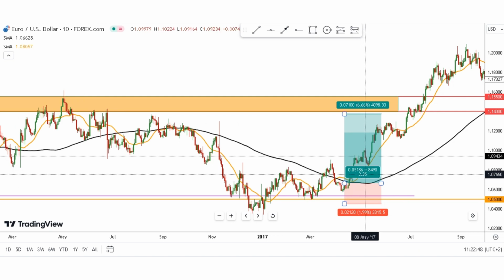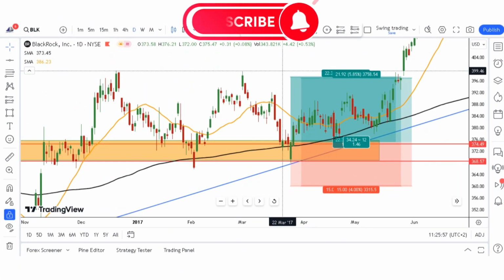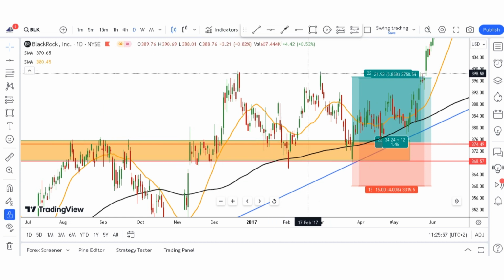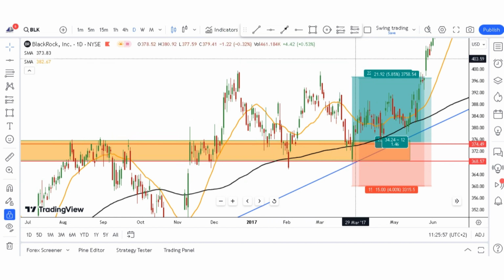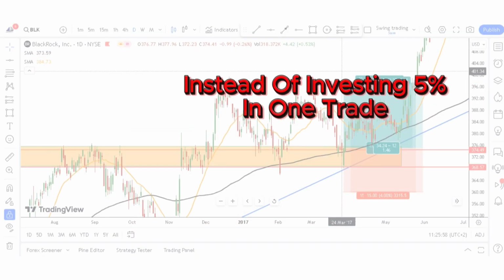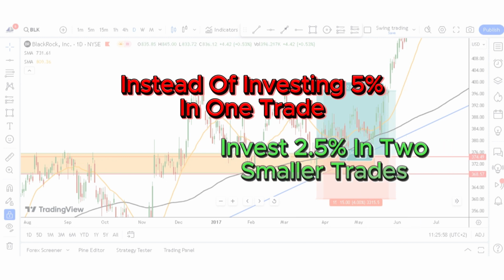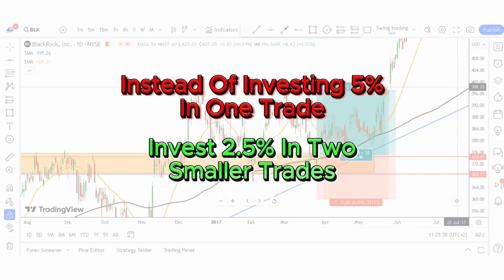All set to proceed. For the second example involving BlackRock, where we bought after the bounce of the support area, the trend line, and the moving average, I entered with 2 positions, dividing my risk in half. This means that if I allocate 5% of my portfolio to one position, I will invest 2.5% of my portfolio per position when purchasing 2, as demonstrated in this example.